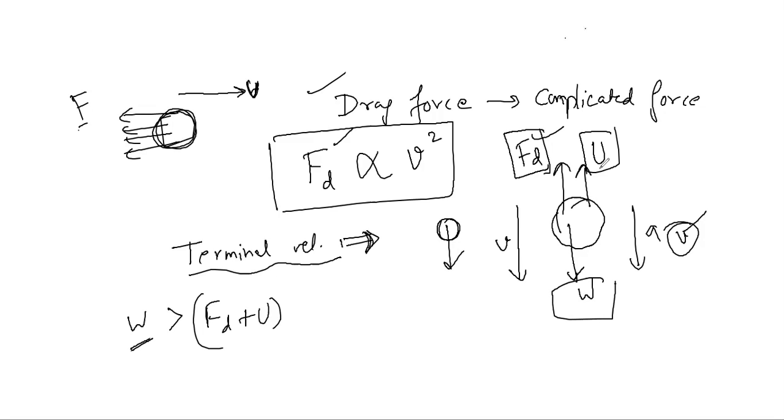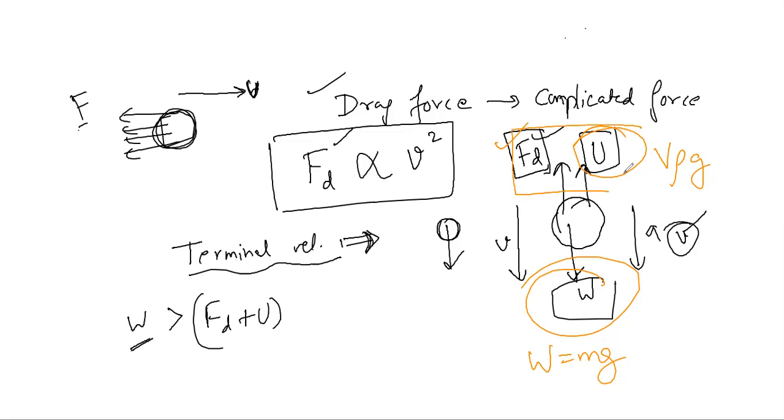While this object is falling down, there is no change in the weight and the upthrust, because W is equal to mg, and upthrust is equal to volume into density into g. That's it. It is the dragging force which is increasing in magnitude, and one time will come when it will balance the weight of the object, and then it will start moving with a constant velocity, which is called terminal velocity.